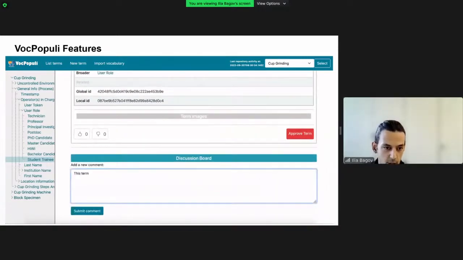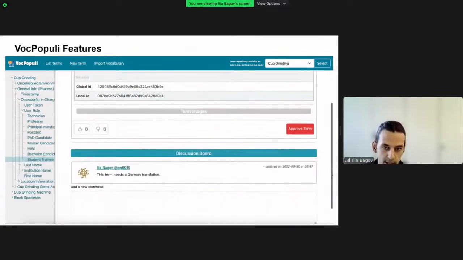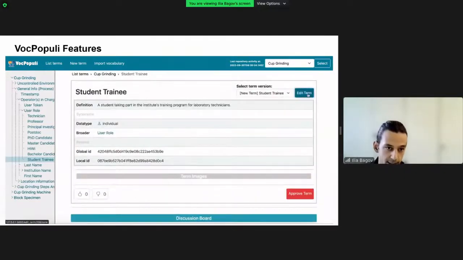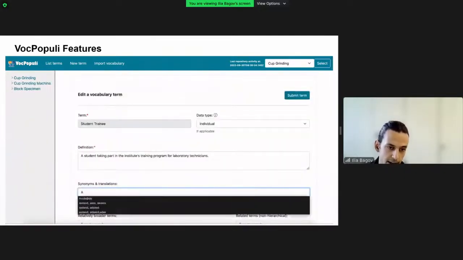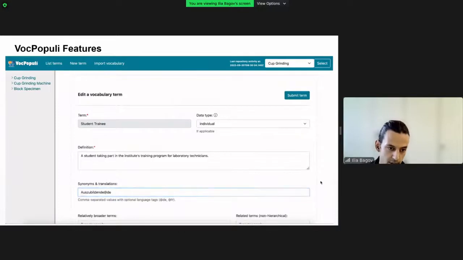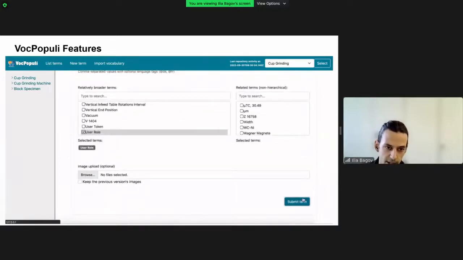Additionally, I can also comment on the term, basically facilitate a discussion about it. And afterwards, I can also edit it. So here I'm adding a German translation to its definition and submitting it to the vocabulary.